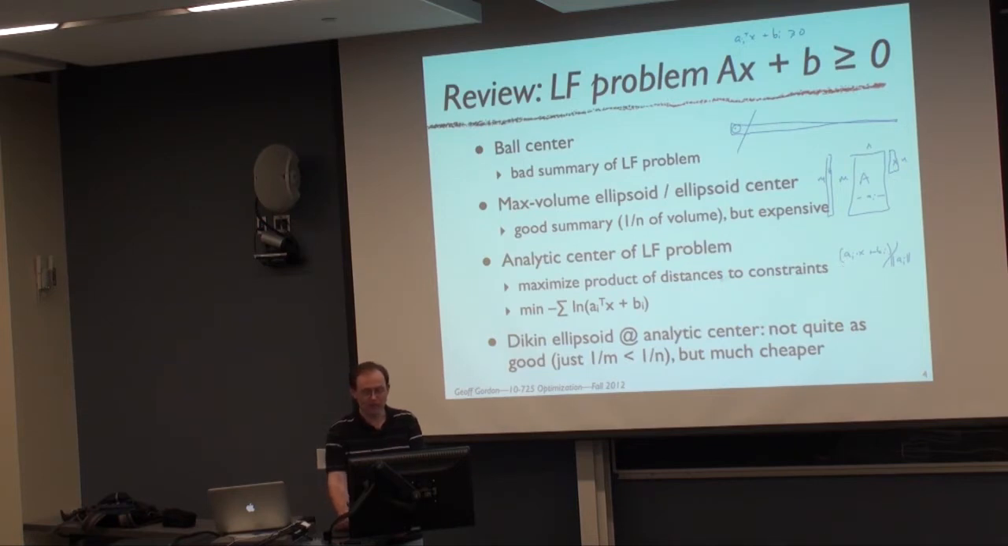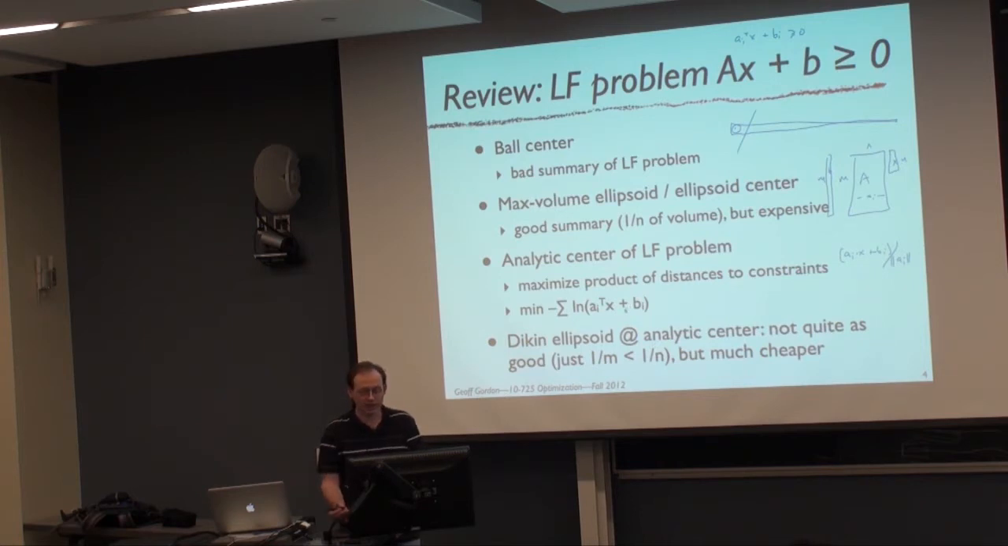And so maximizing the product of the distances to the constraints, well, you take the product of this, you can rewrite it by taking the log, right? And then these minus log of the norm of ai terms don't depend on x, and so we can just discard them. And so we can minimize minus the sum of the logs of the slacks, right? And that finds us the point which maximizes the product of the distances to the constraints.